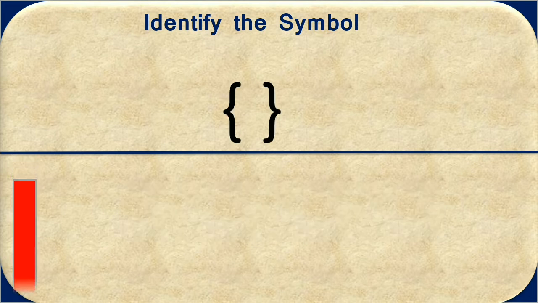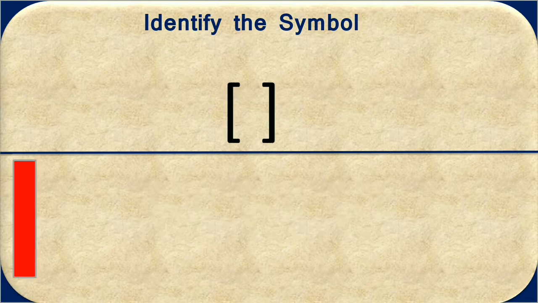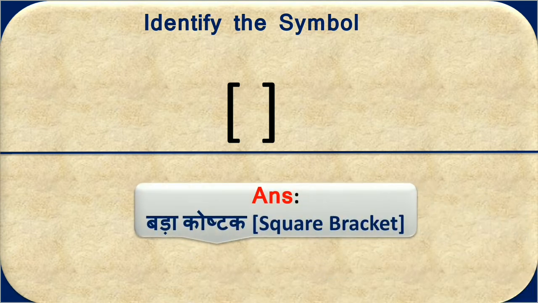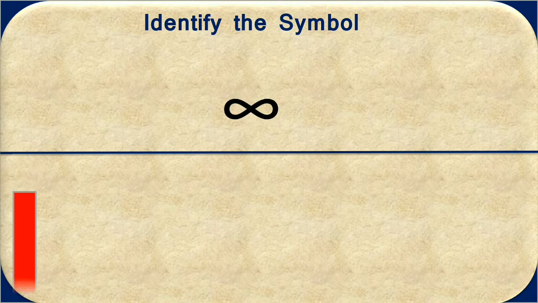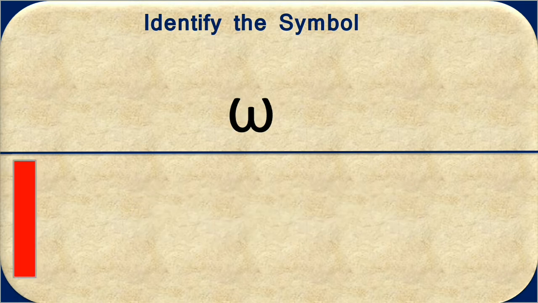Identify this symbol. This symbol is of, very easy, braces. In Hindi we call it as majla koshtak. Identify this symbol. This symbol is of square bracket. In Hindi we call it as bada koshtak. Identify this symbol. This symbol is of indefinite or undefinite. In Hindi we call it as anant.